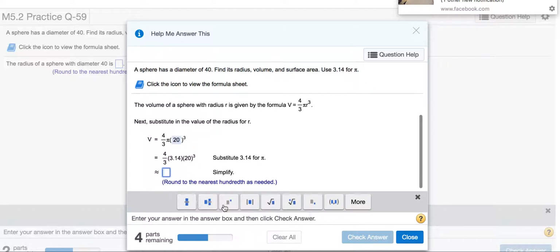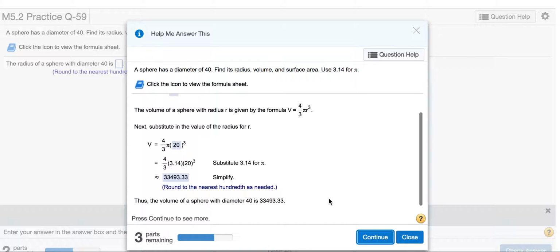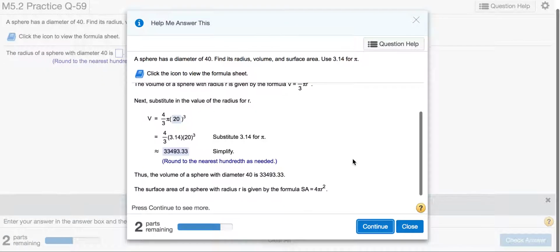And when I did that, I got a number, and they told us to round to the nearest hundredth. So I did 33,493.33. So now we have the volume, but remember we're not done because we needed to find the radius, which was 20. We needed to find the volume, which is 33,493.33, and now we need to find the surface area.